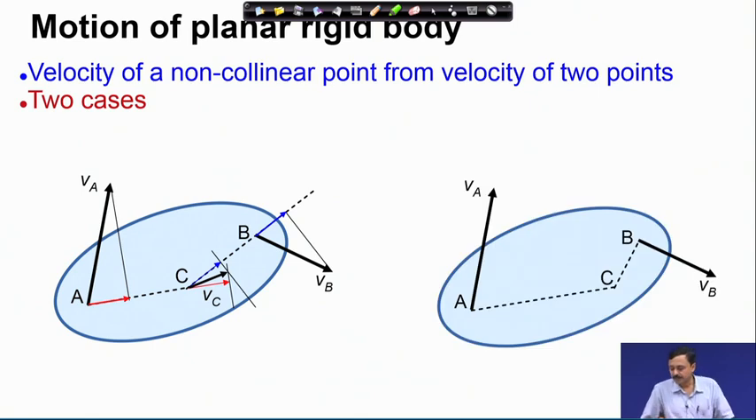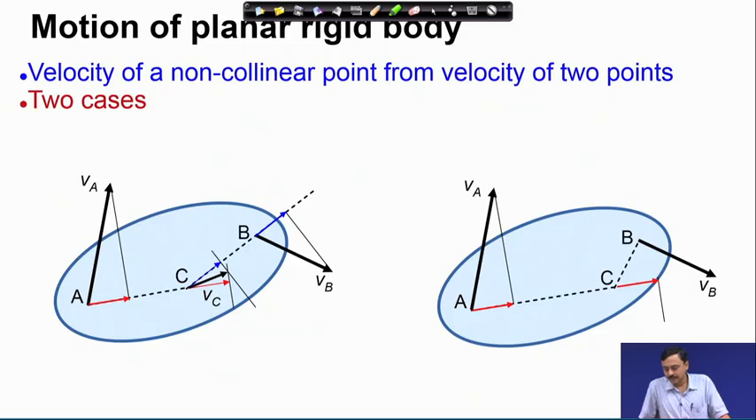In the other case, we have taken C such that CB is perpendicular to the velocity of point B. Now, to find the actual velocity of point C, I must project VA along AC, take the projection vector, and transfer it to C. Now, VB does not have any projection along BC, so that is 0. So, the velocity of C along CB must be 0.